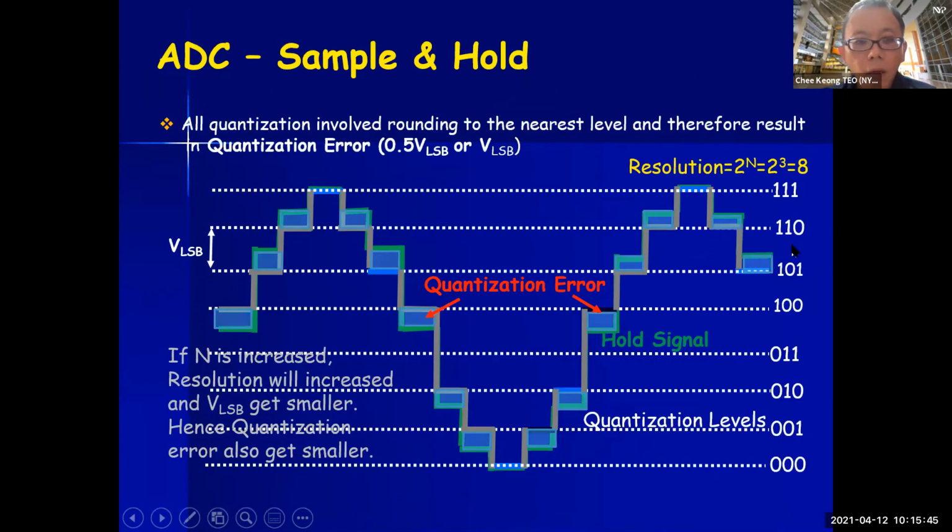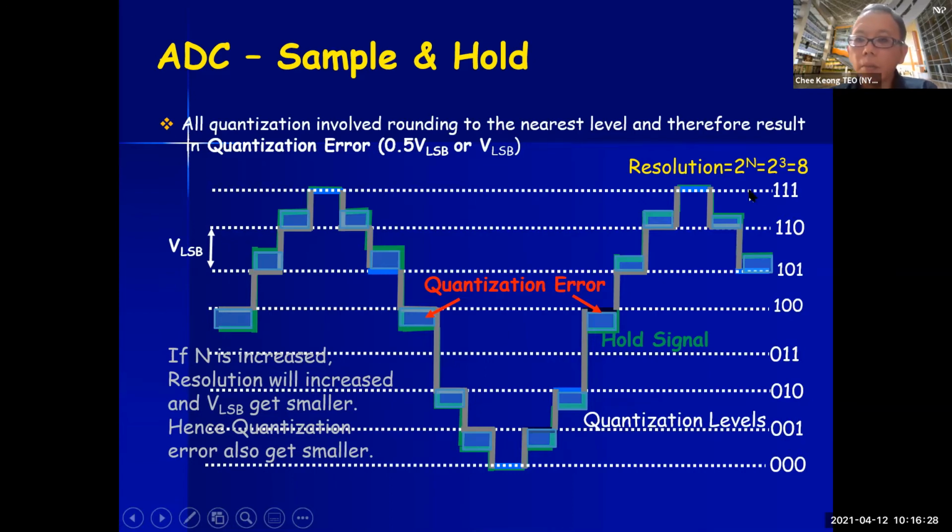Next, we move on to ADC, which is sample and hold, and this is primarily the theory for section 3. All the quantization levels involved need to be rounded off to the nearest level, therefore resulting in quantization error. Now, as we know, the ADC will be coding the quantization from its lowest value to the highest value. If you put the lowest value as 0 volt and the highest value as 1 volt, then the rest of the levels, from 000 to 001, 010, all the way up to 111, will each be equally spaced out, right?